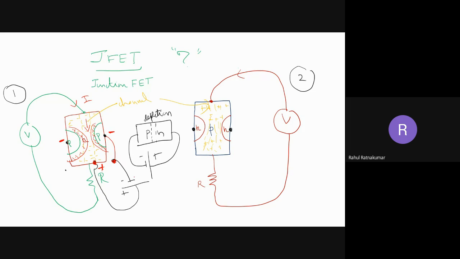Now, if I increase the negative voltage, what happens? This channel is going to reduce further because the depletion region is going to increase further. So the current is going to reduce further, right?